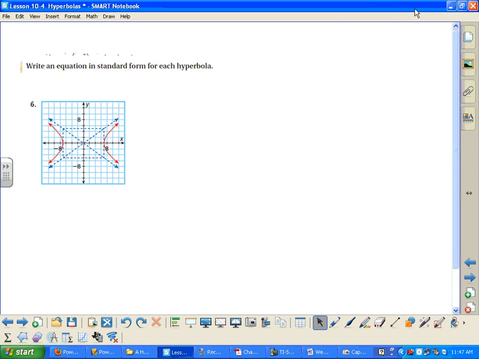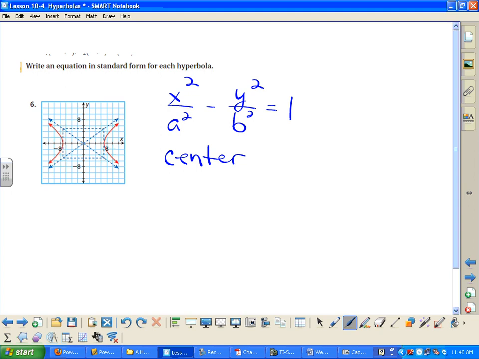Okay, so here's question number 6. They want us to write an equation in standard form for this hyperbola. So first of all, it opens horizontally, so that tells me it's going to be x squared over a squared minus y squared over b squared equals 1. And the next thing I need to know is where is the center? The center is at the origin. So then we need to know the values of a and b.